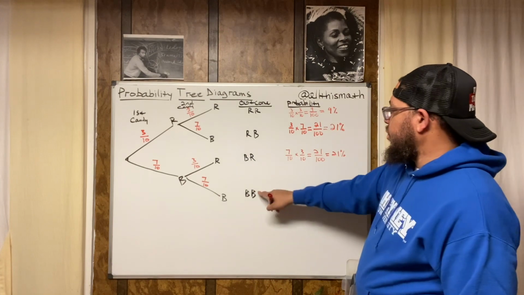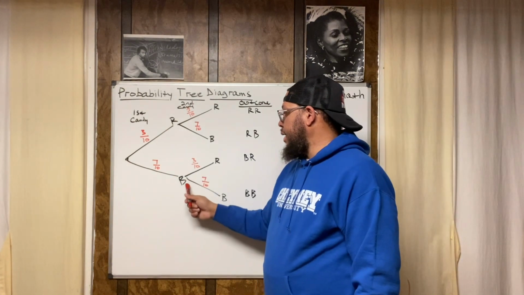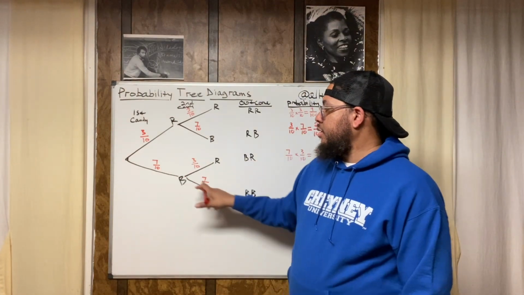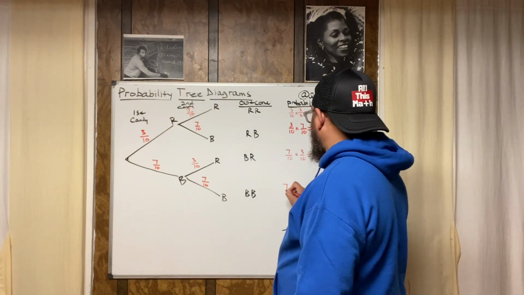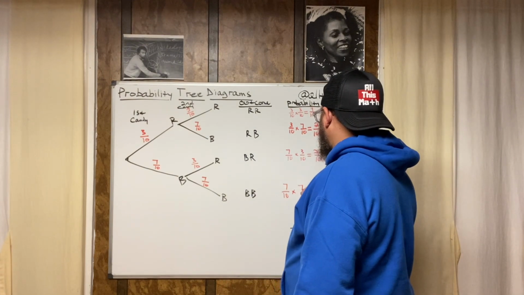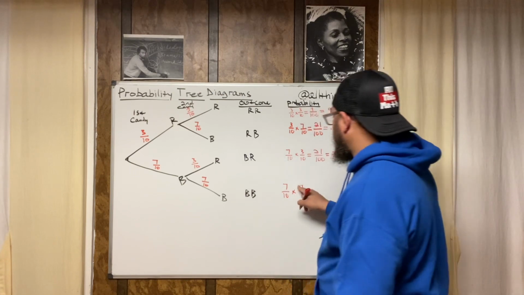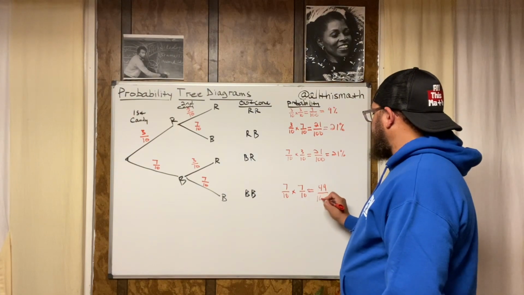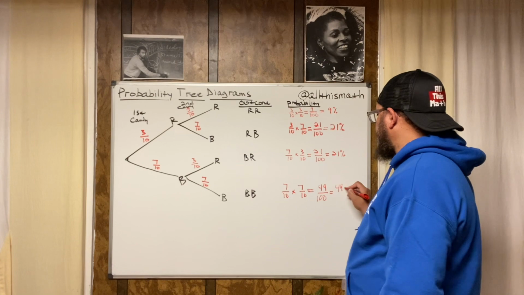All right, so now, what's the probability of pulling out a blue and another blue? So blue raspberry and another blue raspberry. 7/10 times 7/10, because I said and, right? So 7 times 7 is 49. 10 times 10 is 100. If I convert it to a percentage, that's just 49%.